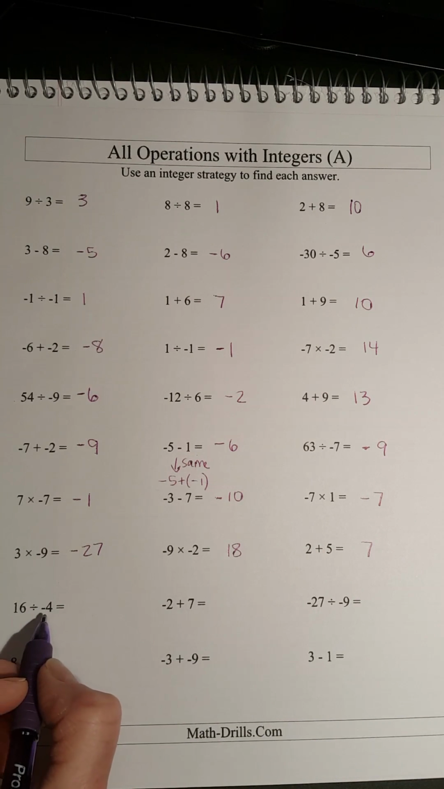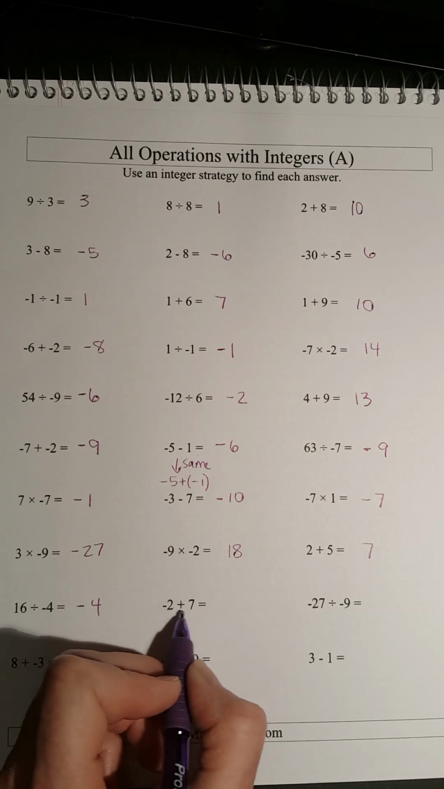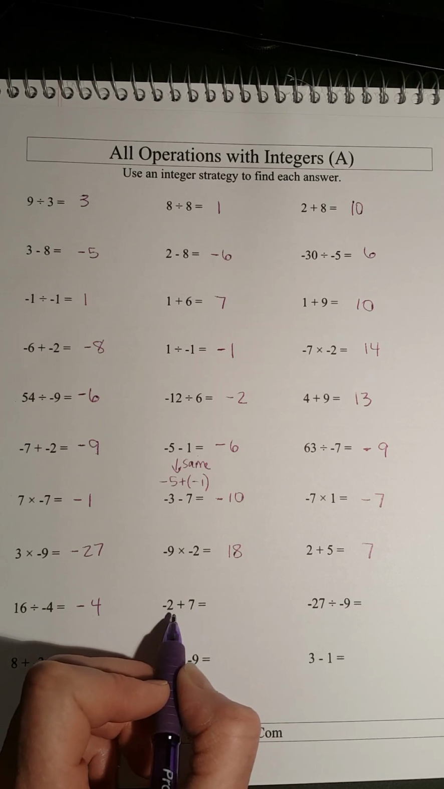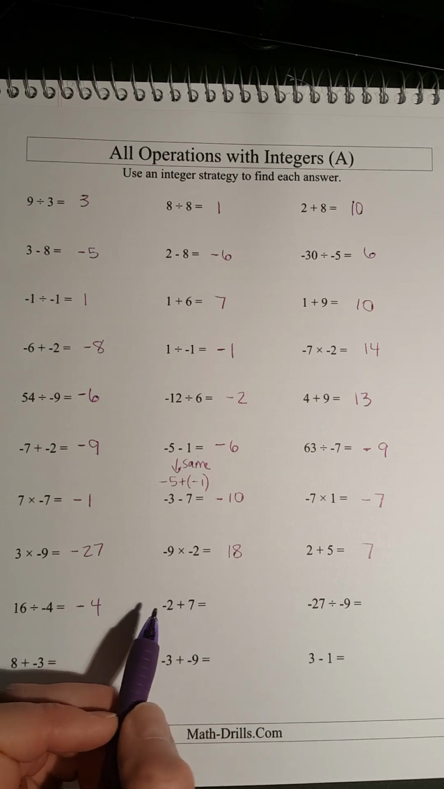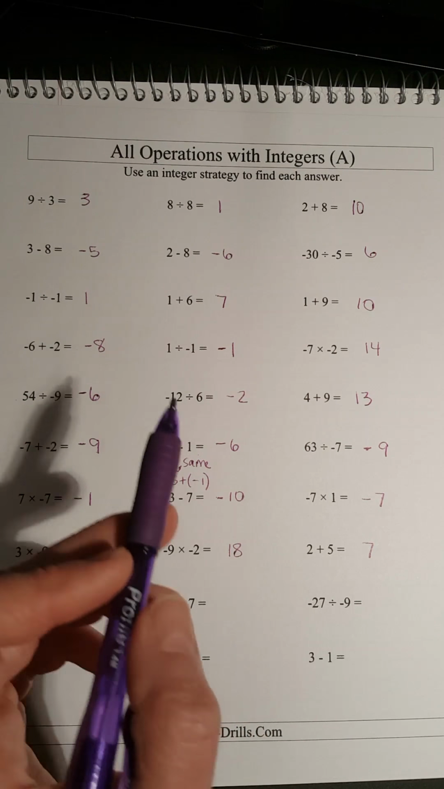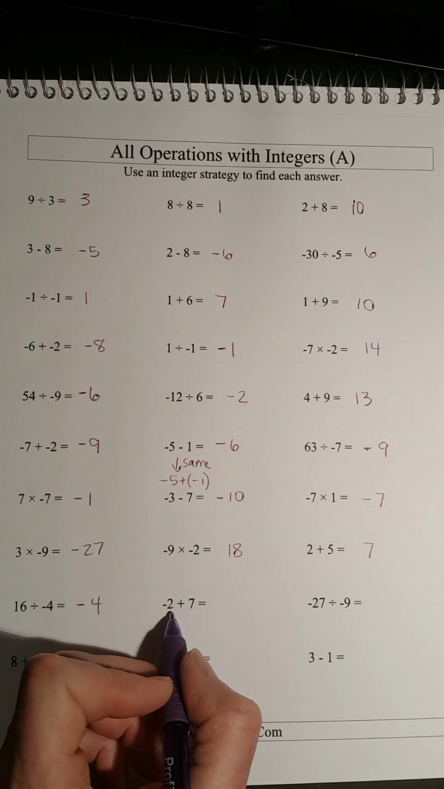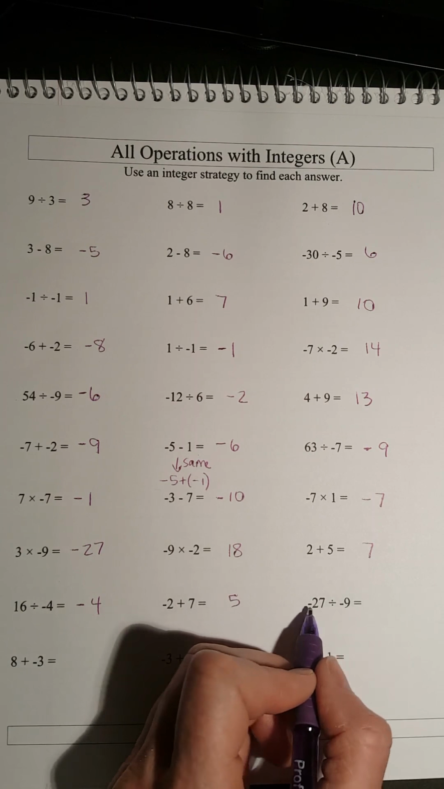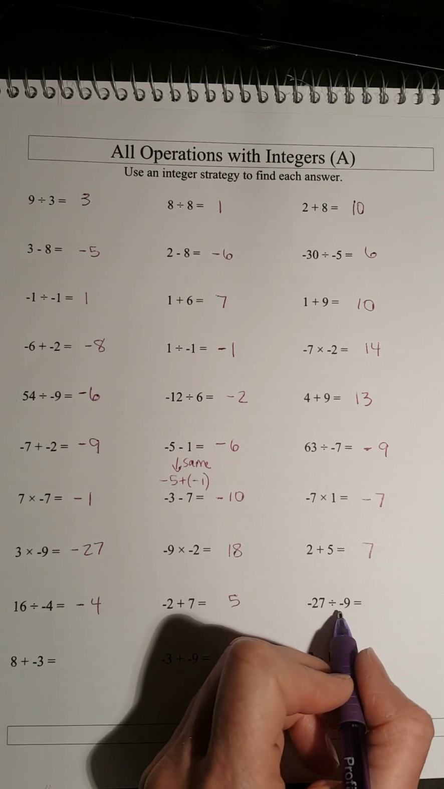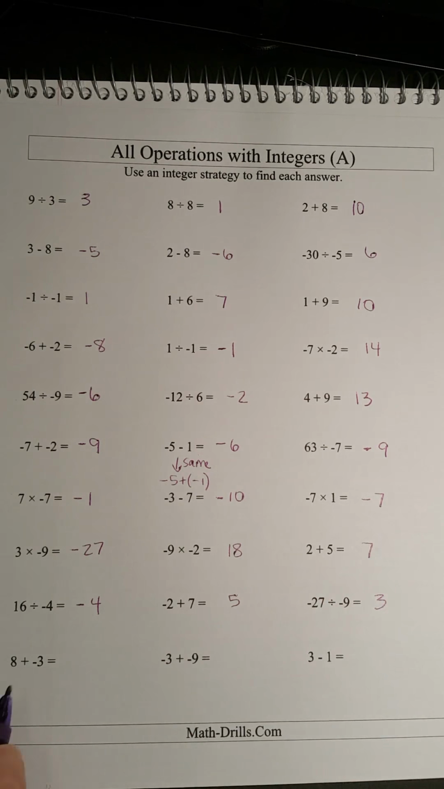Different signs, negative answer. Different signs, same signs, add, different signs, subtract. Oh my goodness, forgetting my rules here. Okay, so different signs, we're going to subtract. Bigger number carries the sign. 7's positive, answer's positive. Same signs, positive answer. 9 goes into 27 3 times.